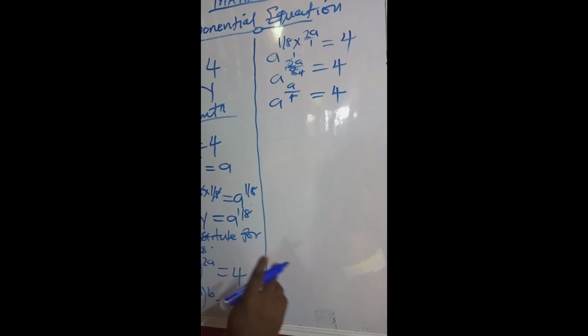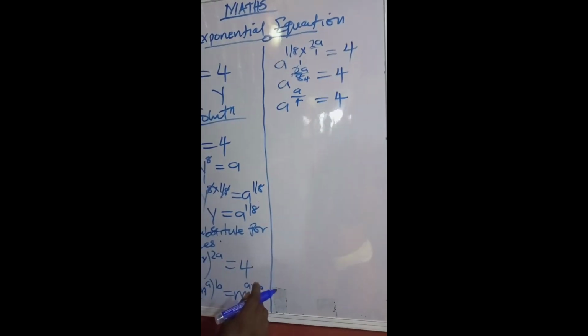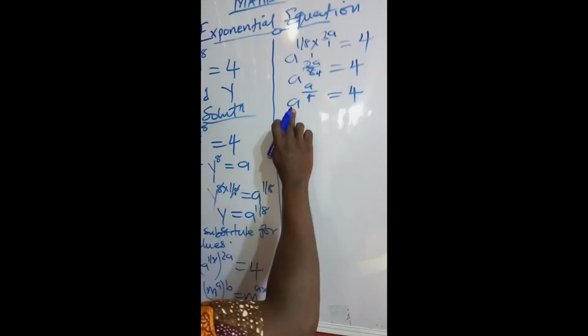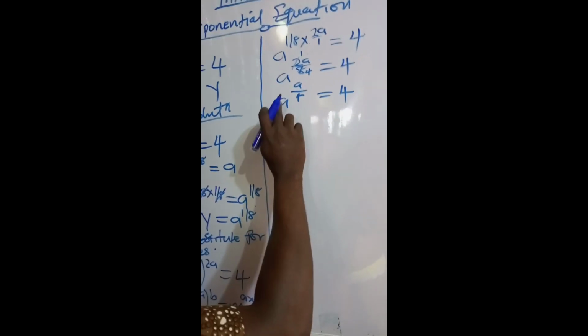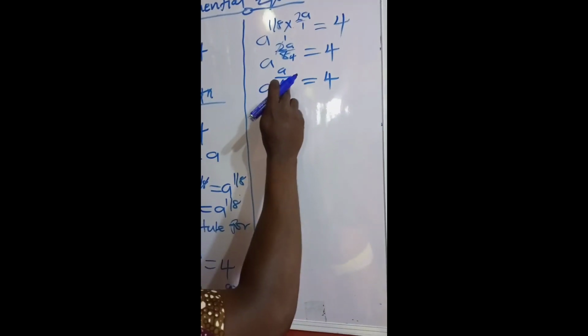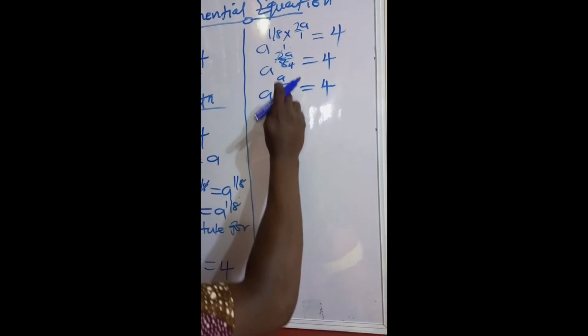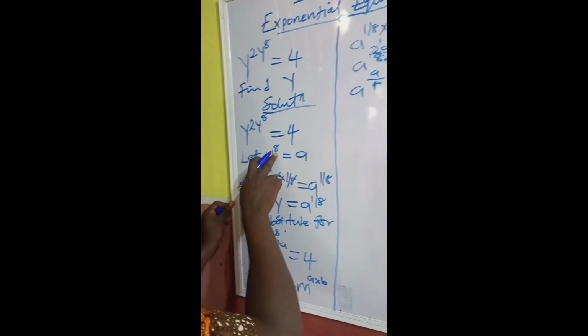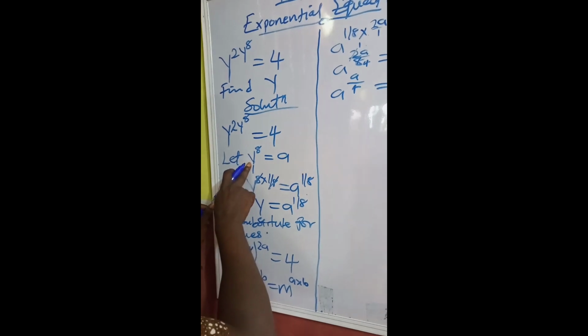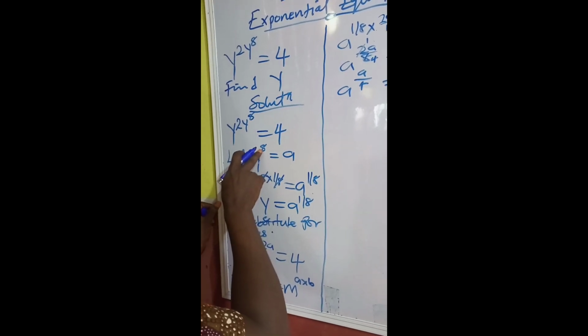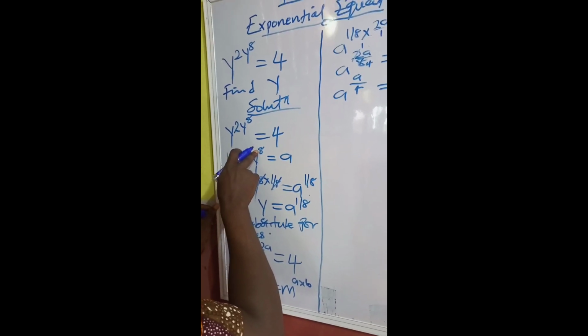At this junction, we are going to do something. We want to remove this 4 so that we can have A. To remove this 4, now this is a fraction. When we have a whole number as a power here, remember to remove this 8.